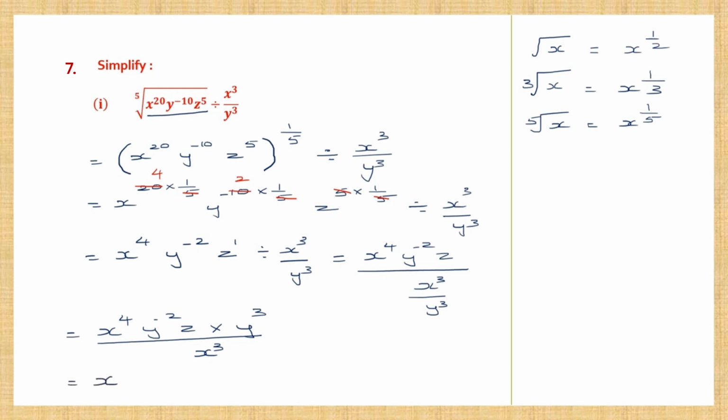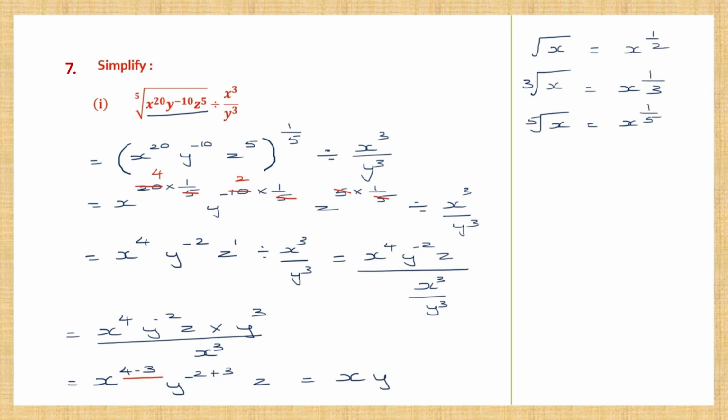Now let's take only x. X to the power of 4 divided by x to the power of 3 makes it x to the power of 4 minus 3 because in division we subtract the powers. Then let's look at y. So here we have y to the power of 2 into y to the power of 3, which is addition, minus 2 plus 3, and then we have z by itself. So now let's simplify this. X to the power of, now here we have 4 minus 3, which is 1. So x to the power of 1 is x itself.